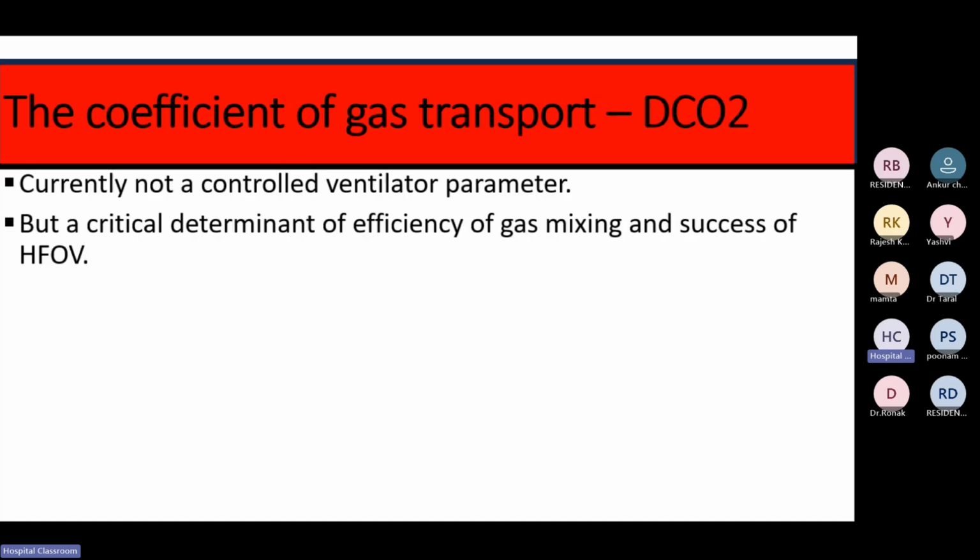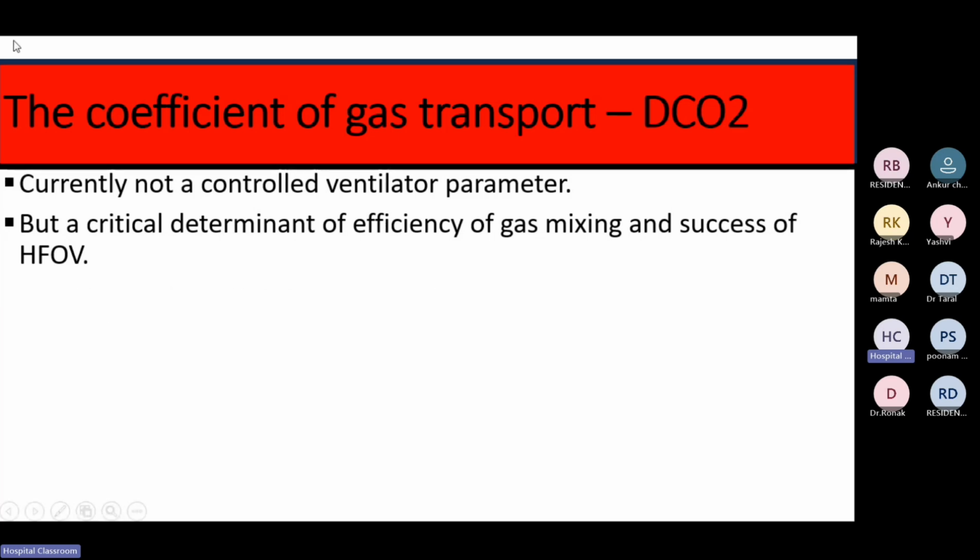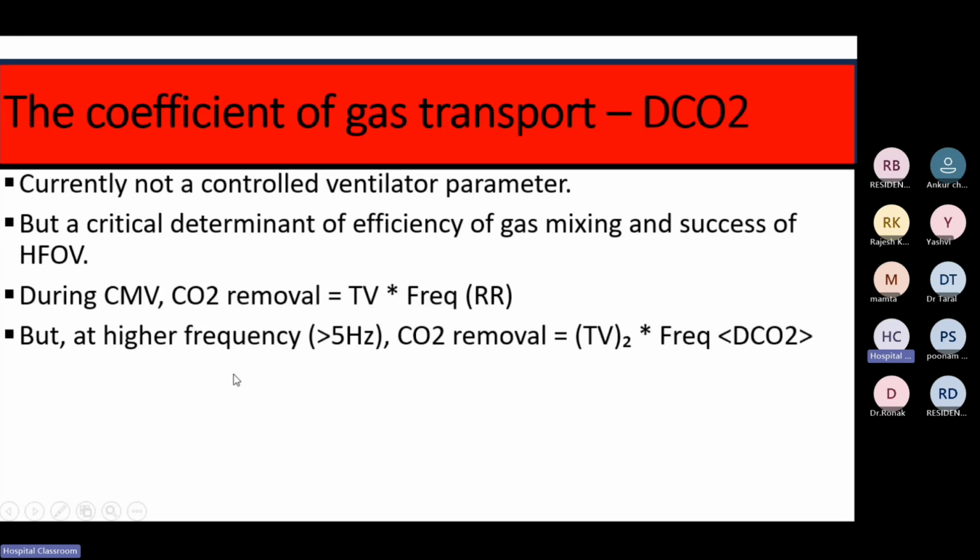So it is not a controlled parameter, and sometimes we cannot control it. It is a critical determinant of gas mixing and success of high frequency ventilation. So during conventional ventilation, we all know that CO2 removal is actually nothing but tidal volume into respiratory rate. But when it comes to high frequency ventilation, the CO2 removal is actually nothing but the square of tidal volume. I'm sorry, this 2 has come as a subscript, but it has to be a superscript. So it is actually nothing but tidal volume squared into the frequency. Okay, so as soon as your tidal volume delivered increases, your CO2 elimination will rise exponentially in high frequency ventilation.